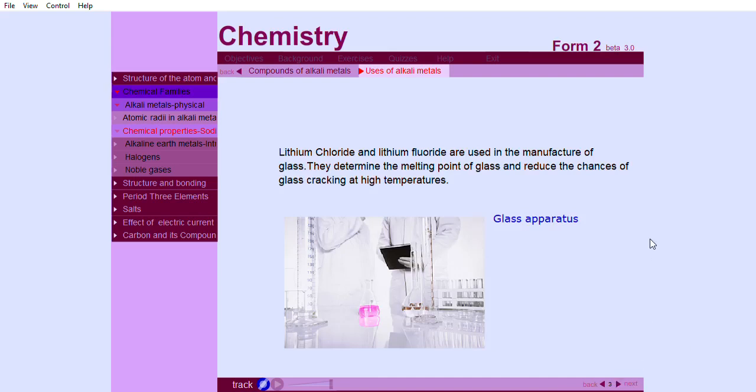Lithium chloride and lithium fluoride are used in the manufacture of glass. They determine the melting point of glass and reduce the chances of glass cracking at high temperatures.